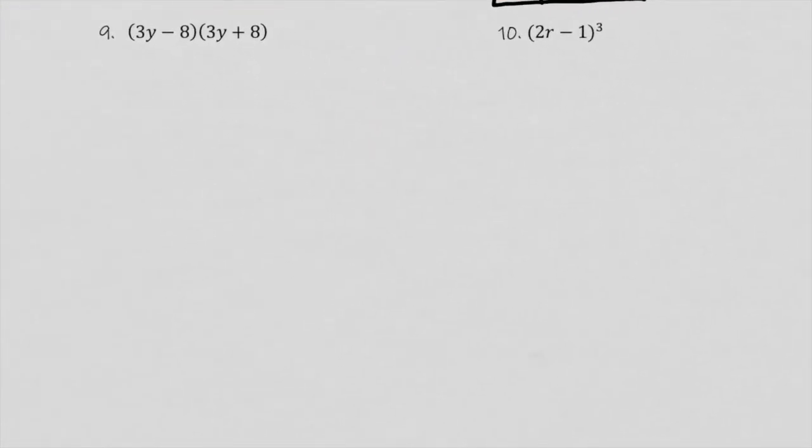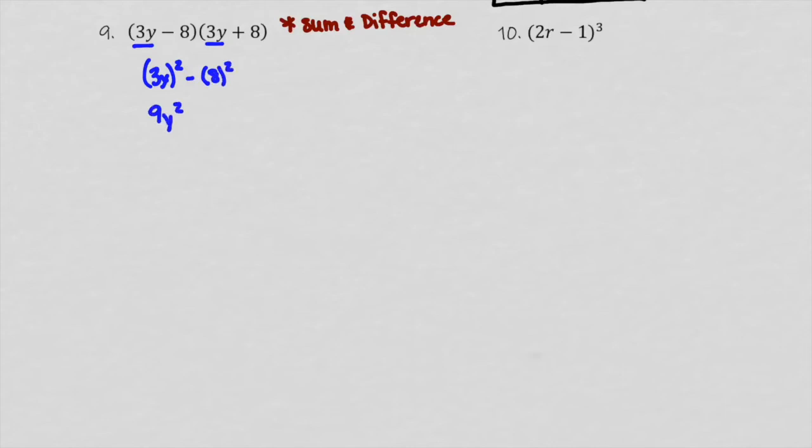All right, now we are on to the special products. If you notice, 3y is in both, and 8 is in both. One's minus, one's plus, so this is sum and difference. One's adding, one's subtracting, but they're the same. Okay, so my a is 3y, my b is 8, so my answer becomes 3y times 3y, or a squared, which is 9y squared. And then it's a squared minus b squared. So 9y squared minus 64. So remember, for sum and difference, it's a squared minus b squared. And you would get that same thing if you distribute.